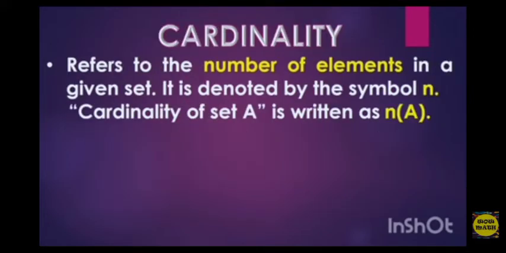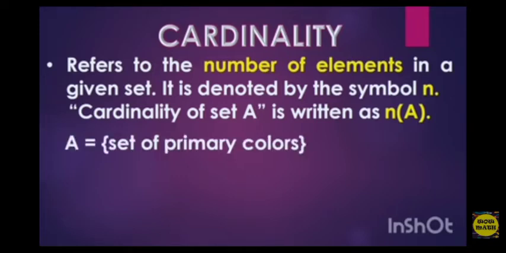Next, we have the cardinality. This refers to the number of elements in a given set, and it is denoted by the symbol n. So the cardinality of a set A is written as n of A, or the cardinality of A. We can simply determine the cardinality of a set by counting the elements inside of it.